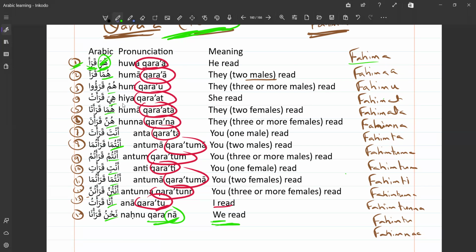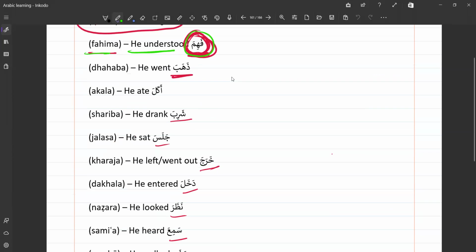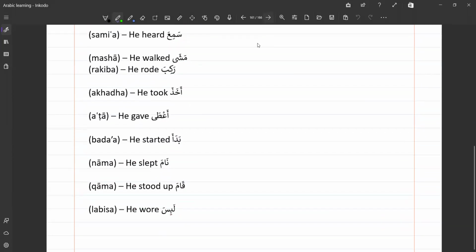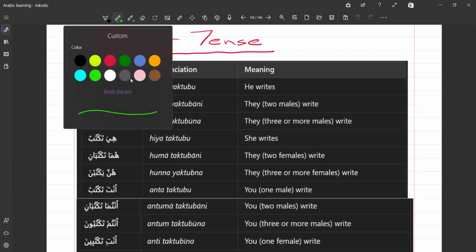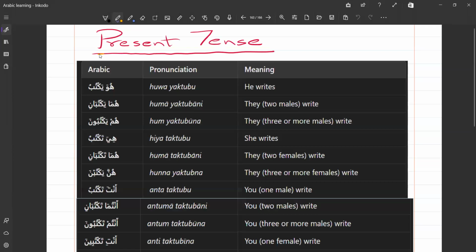So this is how the past tense works. Make sure you make the girdan for the remaining verbs as well. In this video today, we will however move on with the present tense. Present tense also has a different girdan, but it also contains the 14 variations of every verb, which is called the girdan, right?